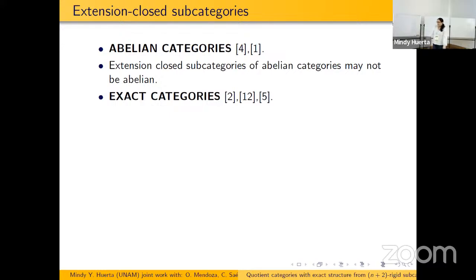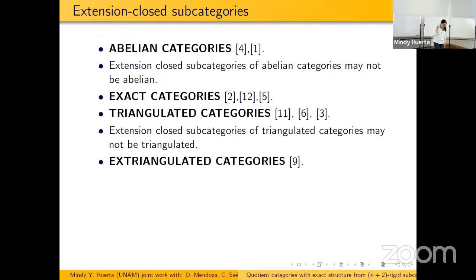Something similar happens, for example, in the case of triangulated categories. Yesterday, Dr. Gomez talked about triangulated categories. In a triangulated category, if you have a subcategory which is extension closed, we cannot assert that the subcategory is again triangulated, but we can say that the subcategory is an X-triangulated category. The notion of X-triangulated categories was introduced by Hiroyuki Nakaoka and Yann Palu in 2019.